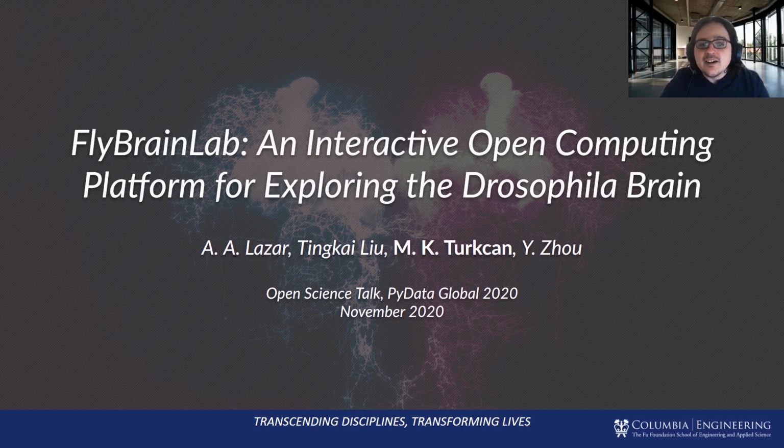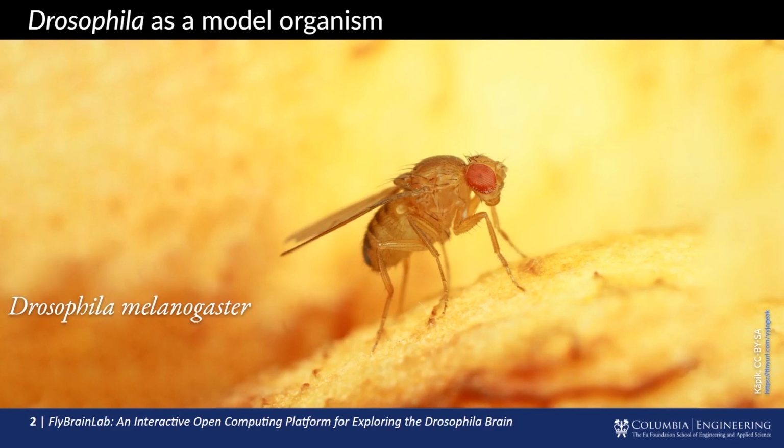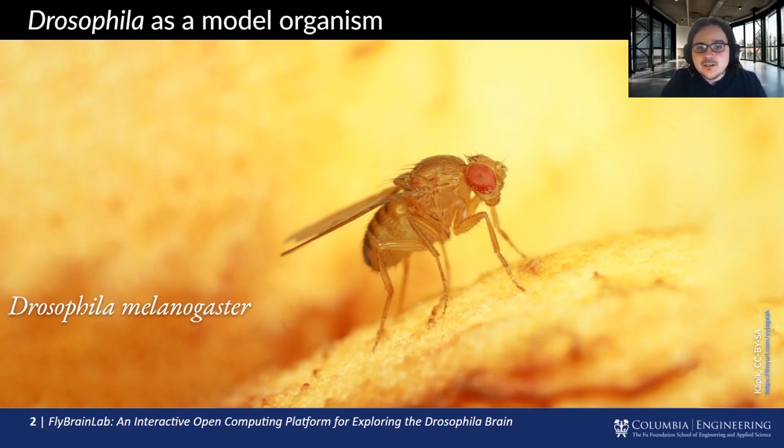You might be asking right now, what is Drosophila? Drosophila, or specifically the species Drosophila melanogaster that we study, are well-known common pests in households that are attracted to rotten fruits into which they lay their eggs. This has led to their popular name, the common fruit fly.